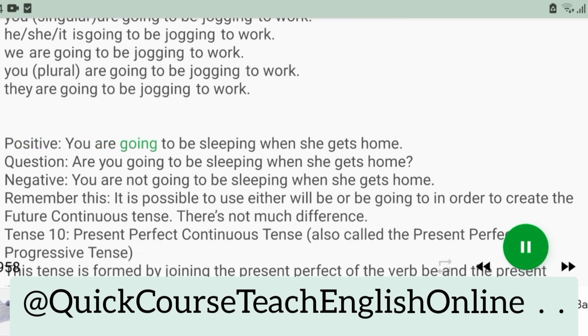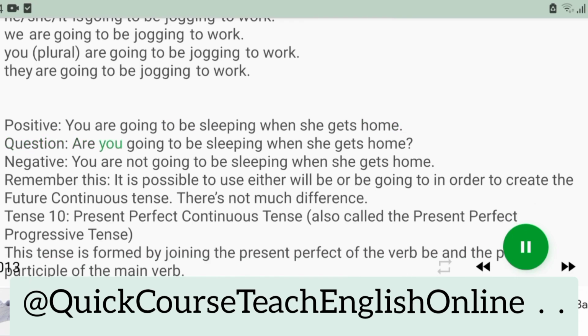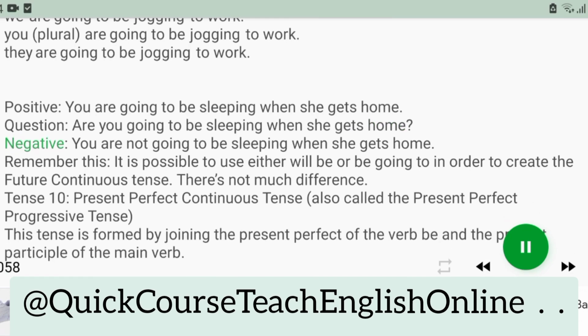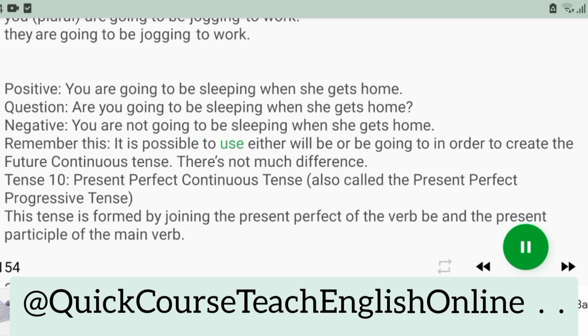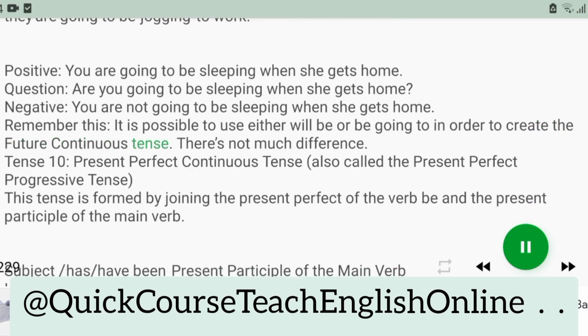Positive. You are going to be sleeping when she gets home. Question. Are you going to be sleeping when she gets home? Negative. You are not going to be sleeping when she gets home. Remember this, it is possible to use either will be or be going to in order to create the future continuous tense. There's not much difference.